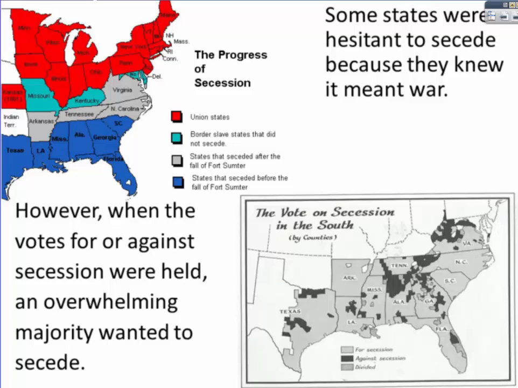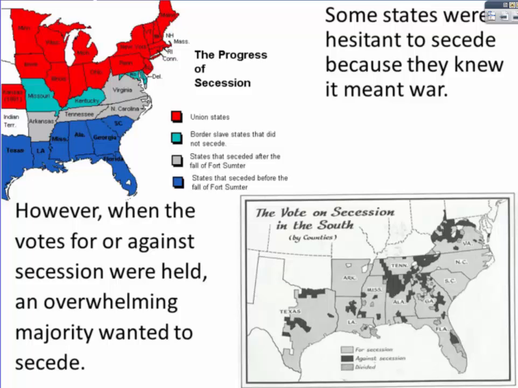If you look at this map in the upper left, the red represents states that remained in the Union. The blue represents states that seceded between Lincoln's election as president and the fall of Fort Sumter, which we will talk about in a moment. The gray represents states that seceded after the fall of Fort Sumter. And the bluish-green color represents border slave states that did not secede. This includes Missouri, Kentucky, Maryland, and Delaware. These are all slave states, but they chose not to secede from the Union.